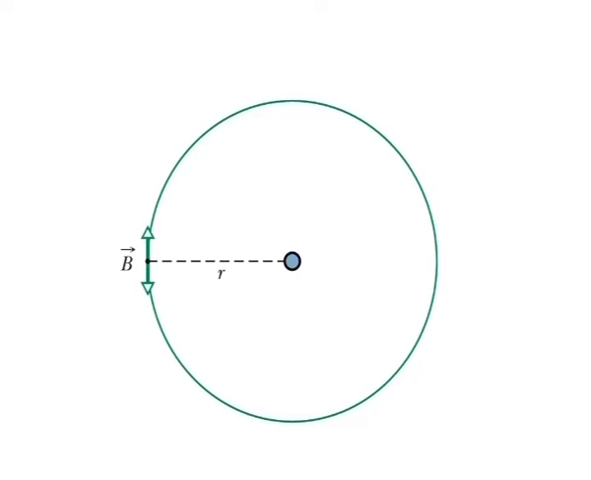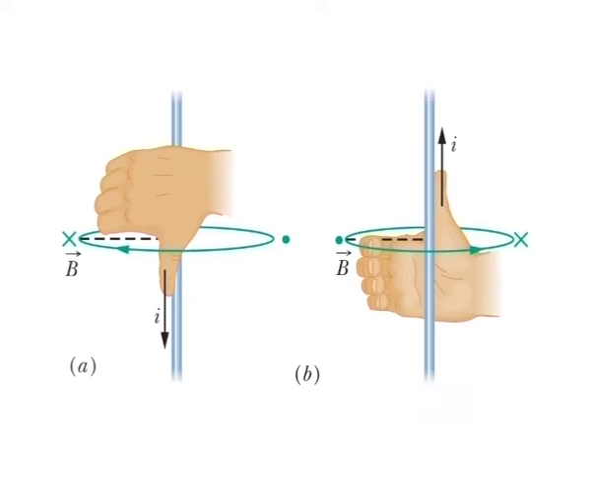How can you tell which is which? Here is a simple right-hand rule for telling which vector is correct. Grasp the element in your right hand with your extended thumb pointing in the direction of the current. Your fingers will then naturally curl around in the direction of the magnetic field lines due to that element.